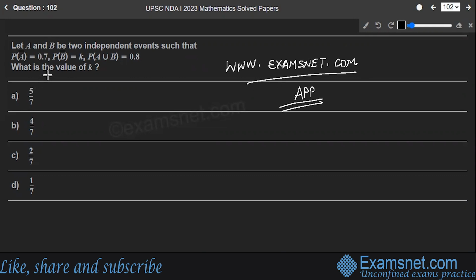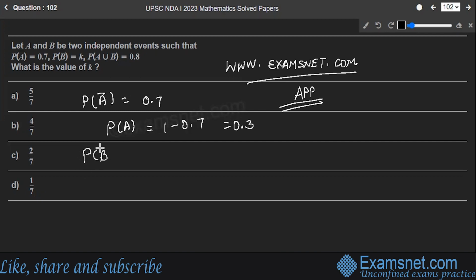So let's go with the sum. It says, let A and B be two independent events such that P(A bar) is 0.7 and P(B bar) is equal to K. Let's write this thing first. This is given to be 0.7. That means probability of event A to happen is 0.3.